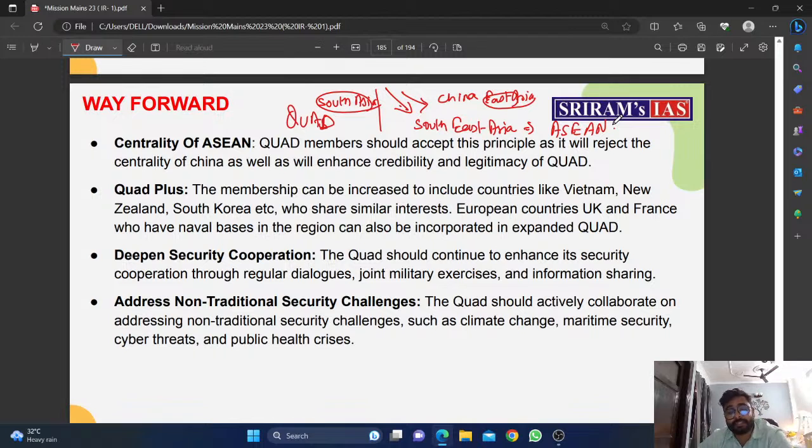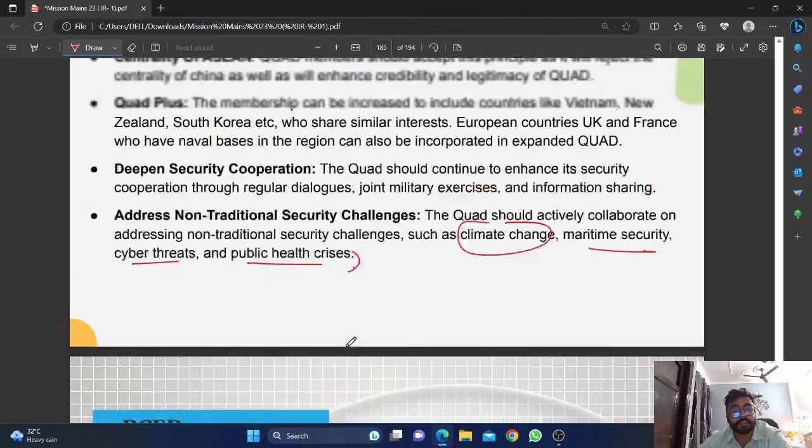Then addressing the non-traditional security challenges. Now what do you mean by non-traditional security challenges? It means that they can work together in areas like climate change, maritime security, cyber threats, public health crises, etc. Okay, so they can work on these areas.